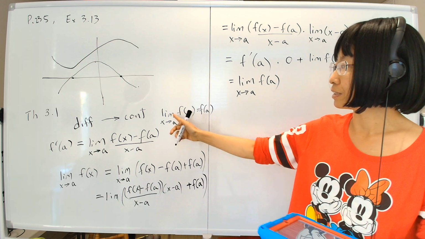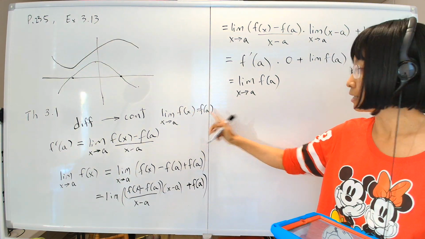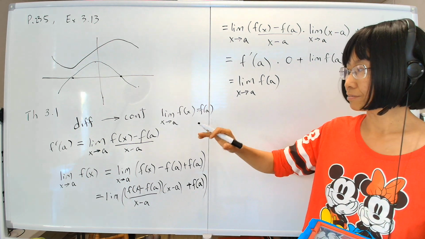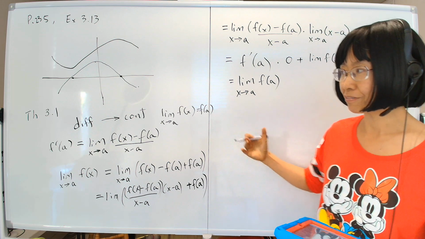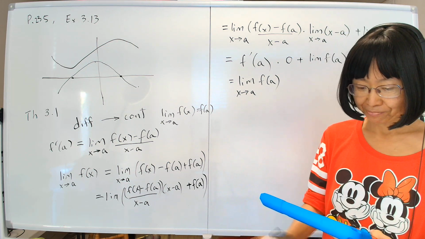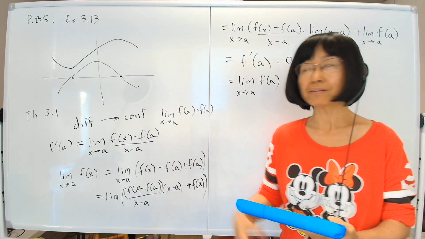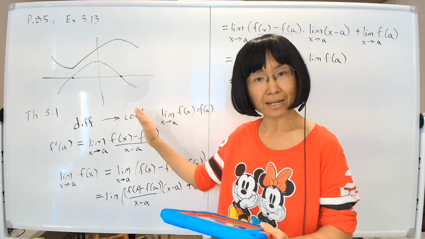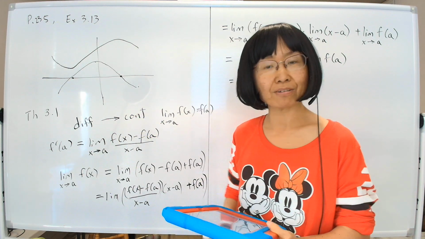We're trying to prove the limit of f of x as x approaches a equals f of a, which it does. Now, if it equals, then the function is continuous, which means we have finished proving that differentiation implies continuity. Now, what about the other way around? If differentiation implies continuity, does continuity necessarily mean the function is differentiable?